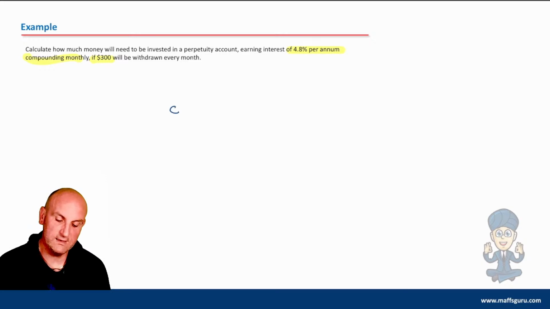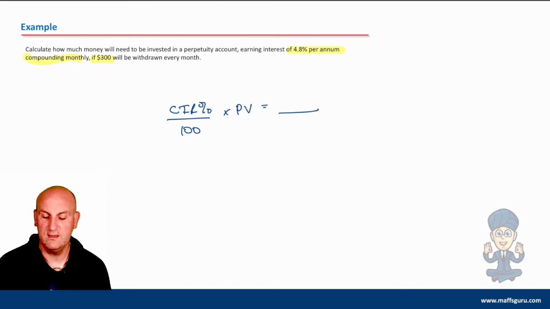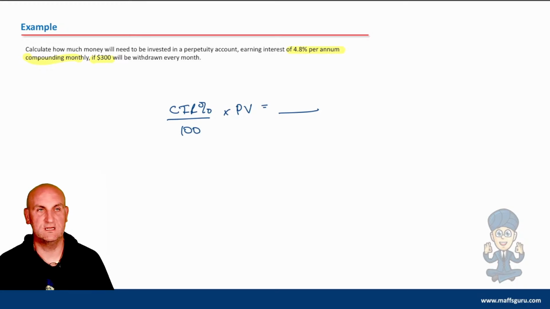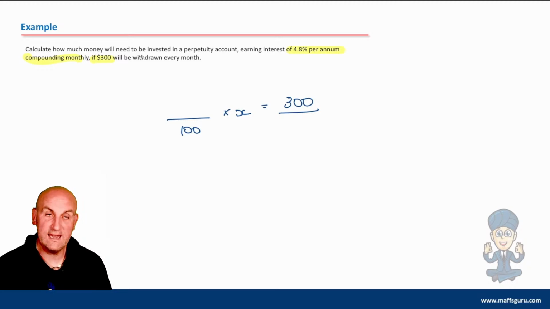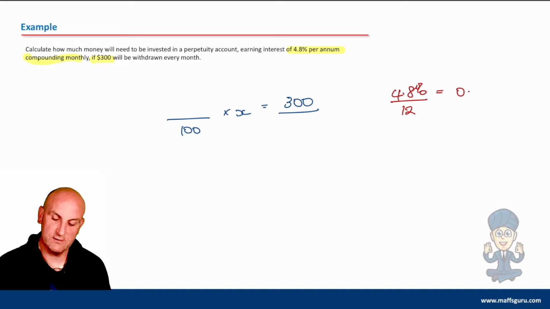So in which case, I'm just going to use that formula I used earlier. My compounding interest rate in percent, divided by 100, times by my principal value is going to give me whatever my payment or interest is going to be. Well, I know the interest. I know it's going to give me $300 every month. So that's $300. I don't know what my principal value is, so I'm going to call it X. Do I know what my compounding interest rate in percent is? I can work it out because 4.8% per annum divided by 12, because it's monthly, is going to give me 0.4%.